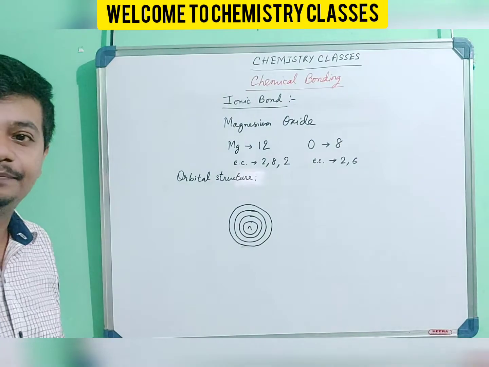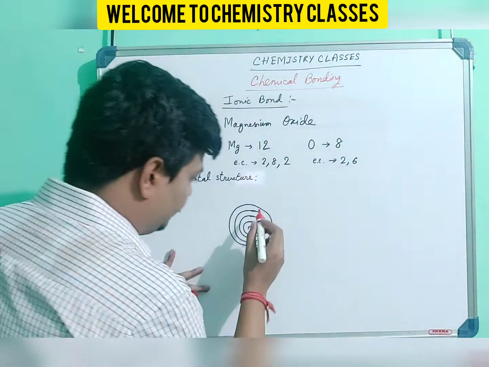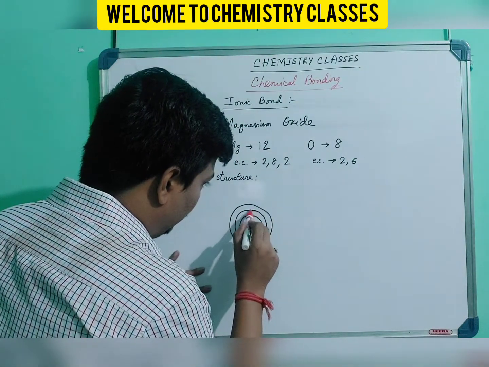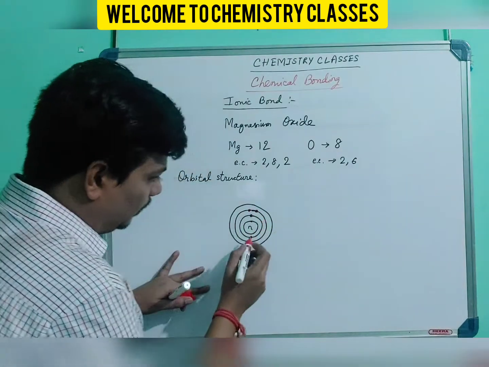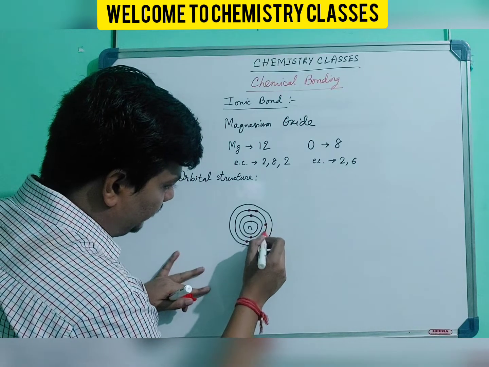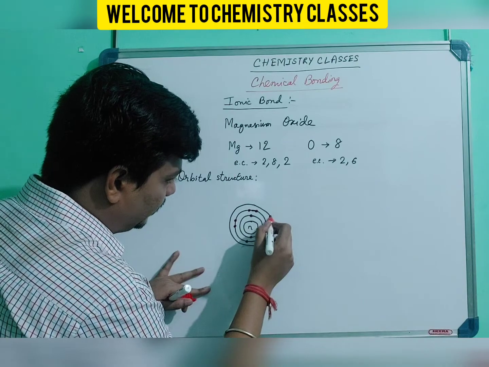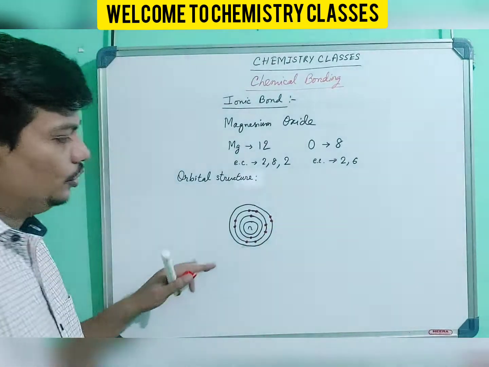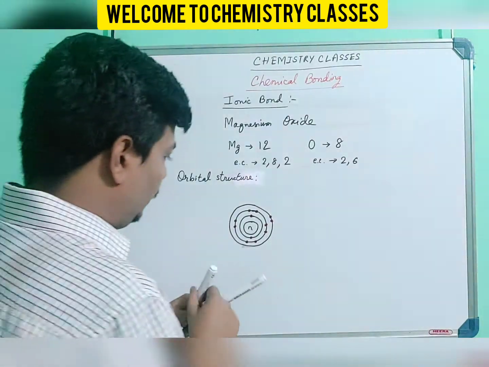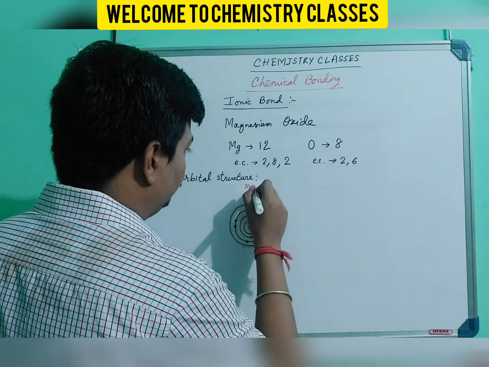So I hope this is clear, right? Now let me fill it up with the electrons. In the first shell there will be 2, in the next shell there will be 8, and in the third shell there will be 2. So I have filled up my orbits with the electrons. Now this is for magnesium, Mg.